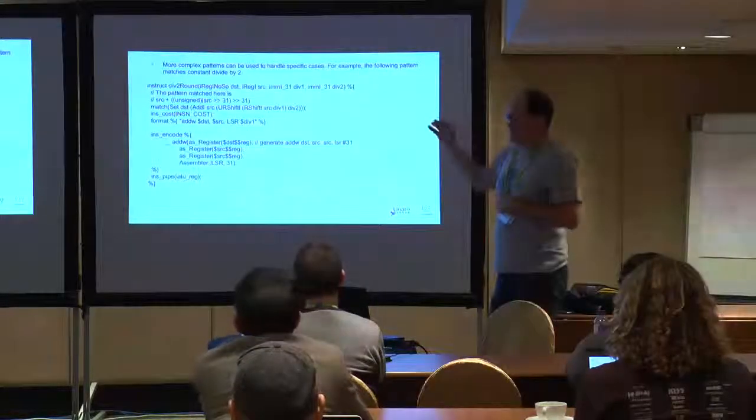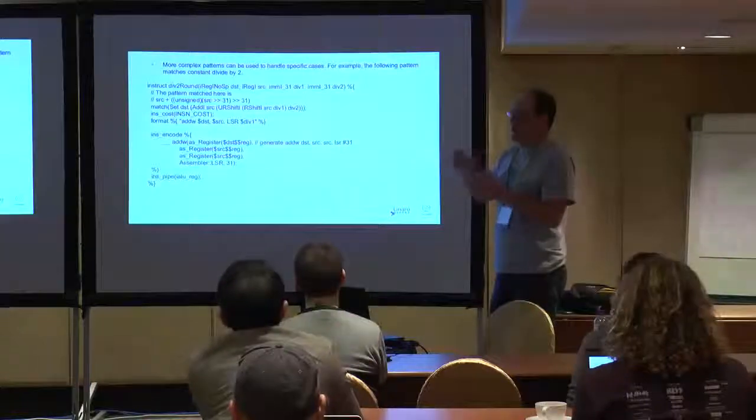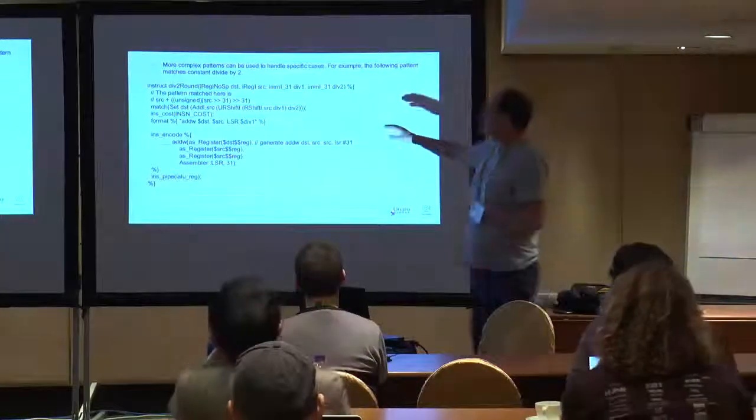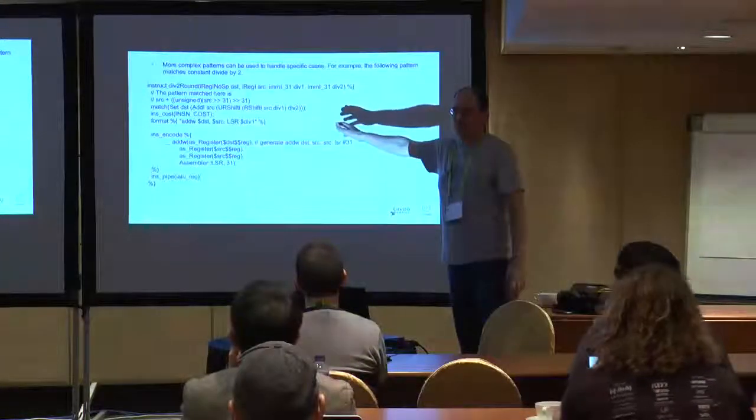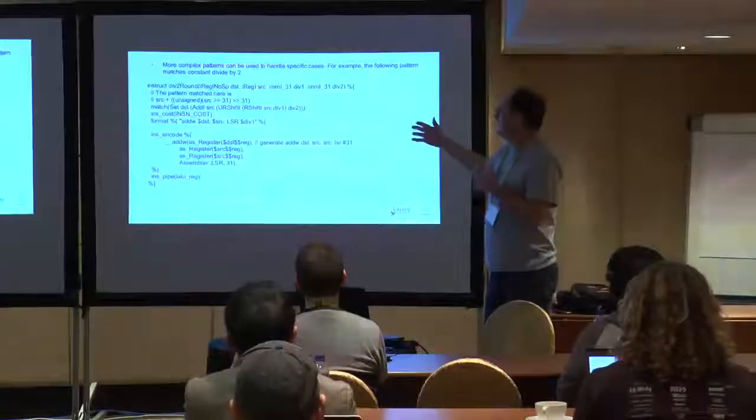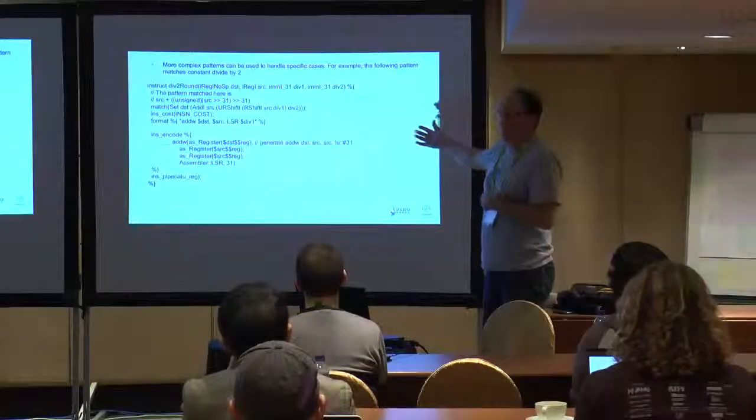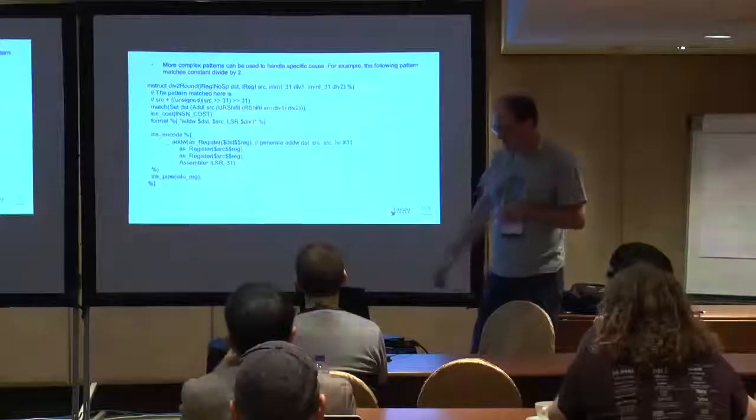So what the C2 compiler will do is it will match all the patterns and it will choose the pattern that has the lowest cost as being the best one. So you can tune your compiler to generate better instructions for specific places.